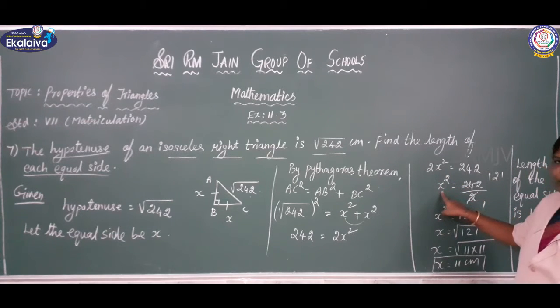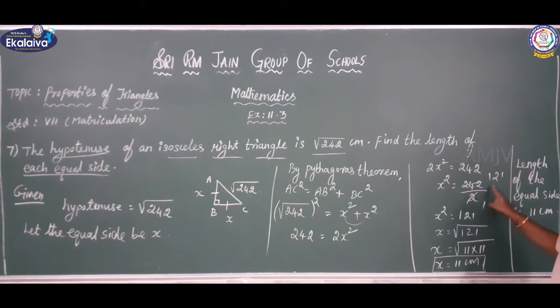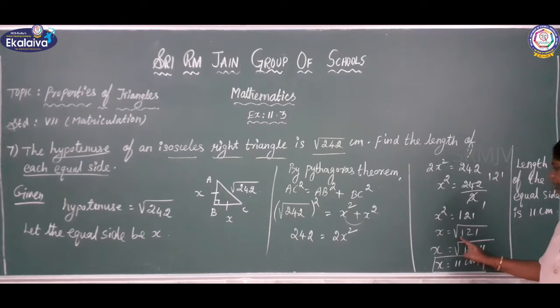So we need to find out the x value alone. So x square alone, keep it here. This multiplication will change to division on the other side. 121 into 2 you will get 242. So x square equal to 121, but we need to find the x value. So the square will change to square root. So x equal to square root of 121. How can you split this? 11 into 11. So x equal to 11 centimeter.